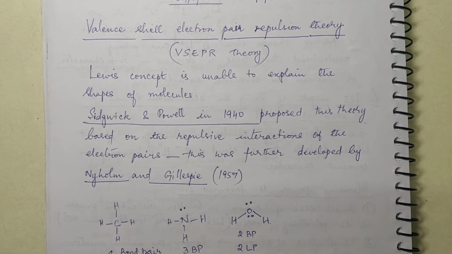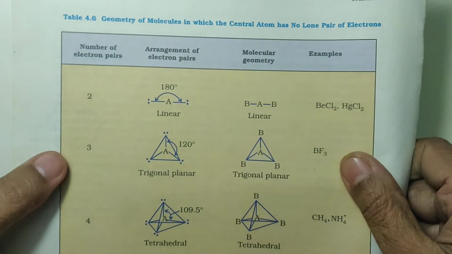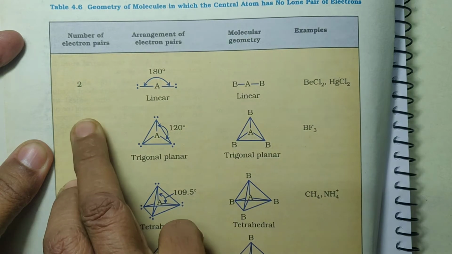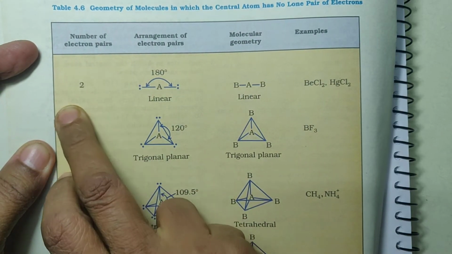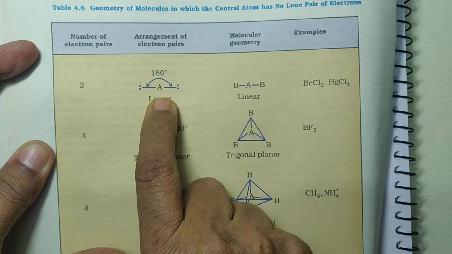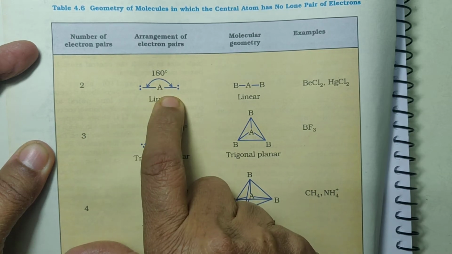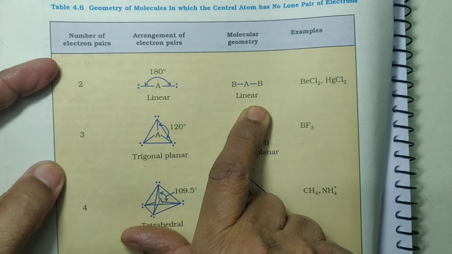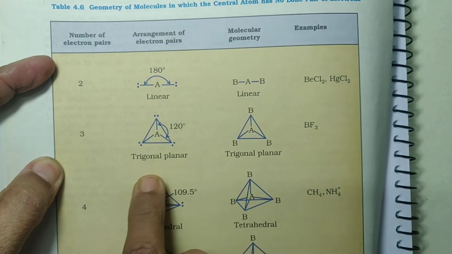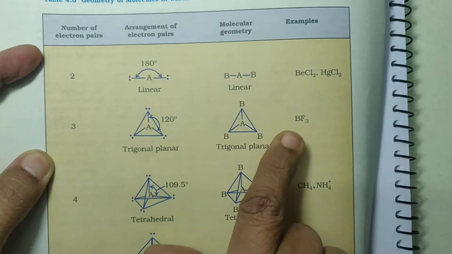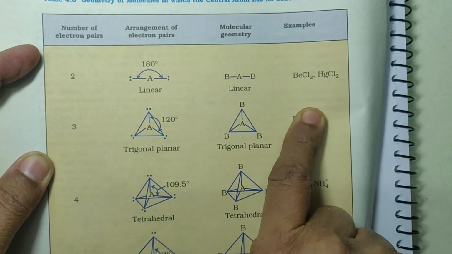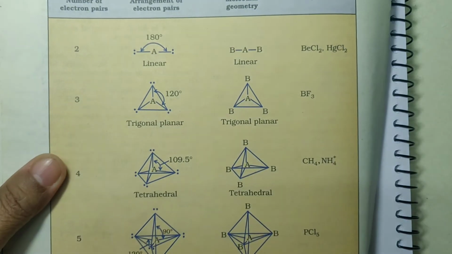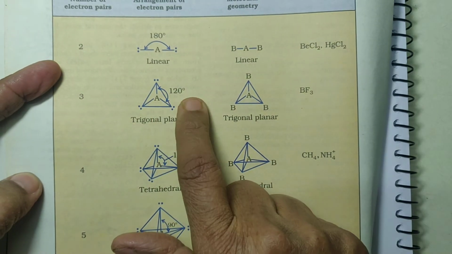Now, in a quick recollection of memory, let us see if the number of electron pairs is only 2. Say A is an atom and it is surrounded by 2 pairs of electrons on either side. Then this is supposed to be a linear molecule and the examples are given. And if there are 3 electron pairs, like in the case of BF3, boron is surrounded by 3 fluorine atoms and it will be in a trigonal planar structure. And the bond angle will be 120 degrees.